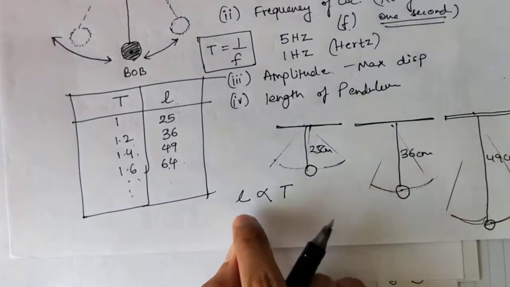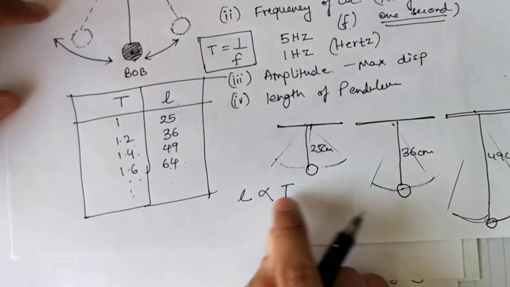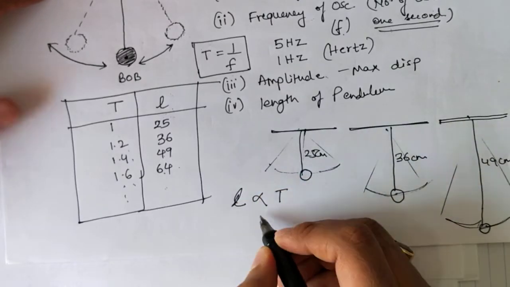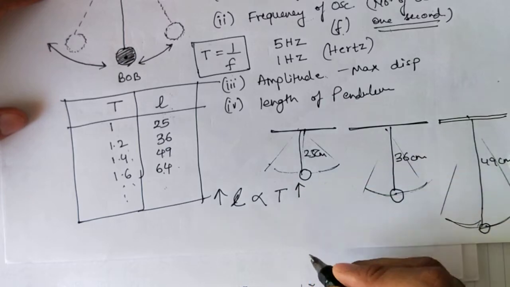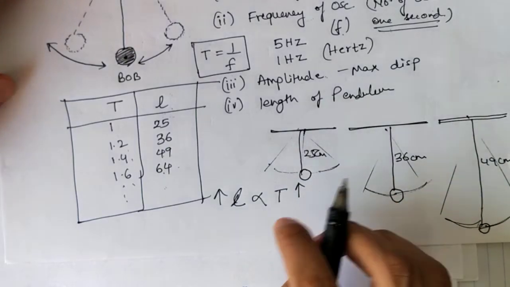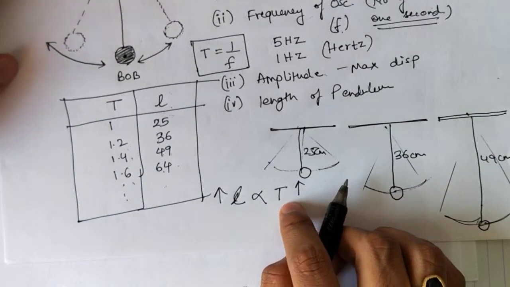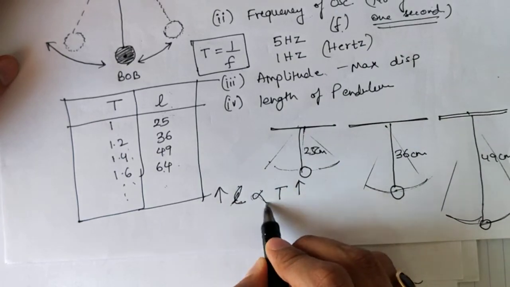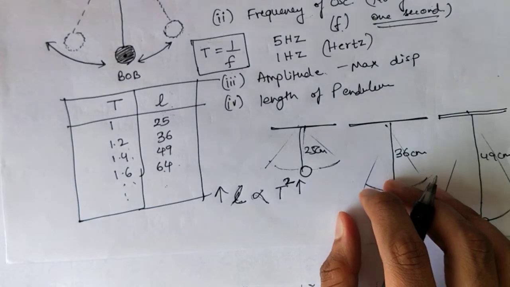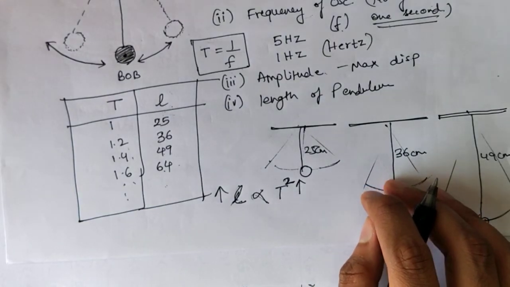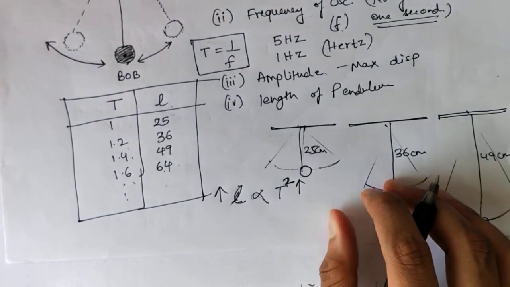Length is directly proportional to the time period. Directly proportional means what? If one is increased, the other will also increase. Okay, and the relation between them was such that length is directly proportional to the square of time period.